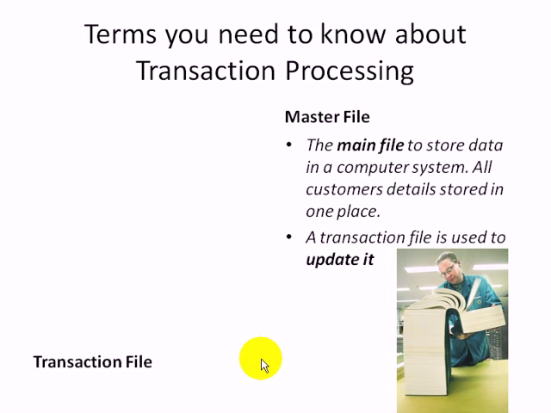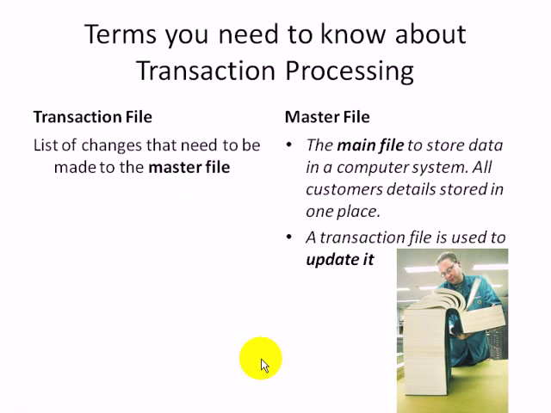Now, what is a transaction file? A transaction file is the changes that need to be made to the master file. So if you imagine that 5 or 6 customers need to pay their bills, then those 5 or 6 transactions need to update the main file, the master file. So the transaction file is the list of changes that need to be made to it.